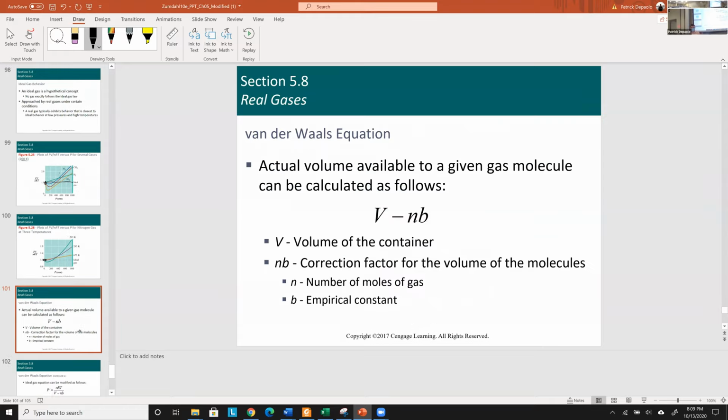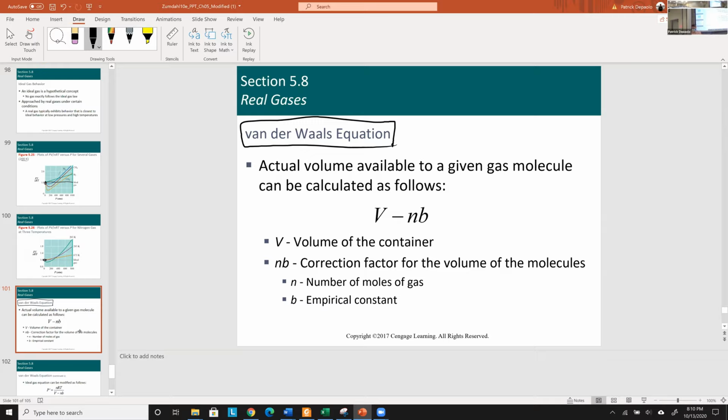Now, how can we accommodate this into our equations? There are 2 ways we can do this, and these 2 ways are called corrective factors. You might have maybe 1 question on this on the exam or on your homework, but these corrective factors are represented in the van der Waals equation. We'll learn about van der Waals later on in chapter 11 or 12. I did mention van der Waals forces already, but that's something else, independent of this.